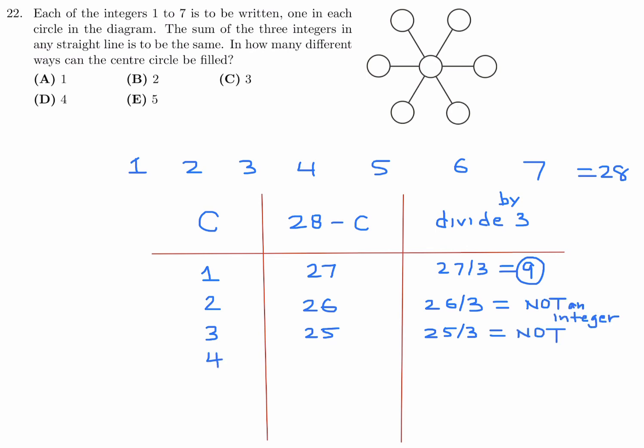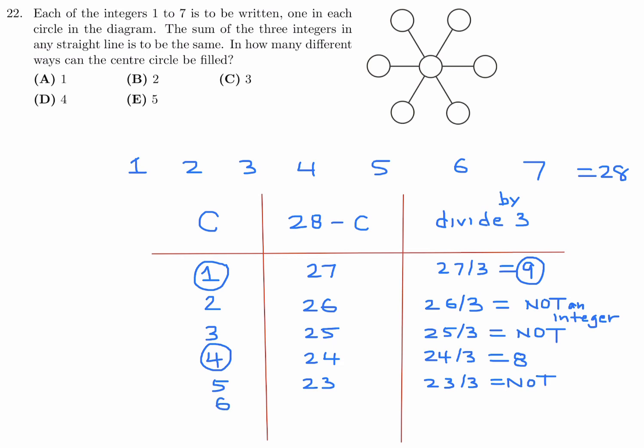How about 4? This is going to be 24. 24 divided by 3 is 8. So that is an integer. So therefore, in addition to 1, 4 can also be placed in the center. 5 will give me 23. 23 divided by 3 is not an integer.